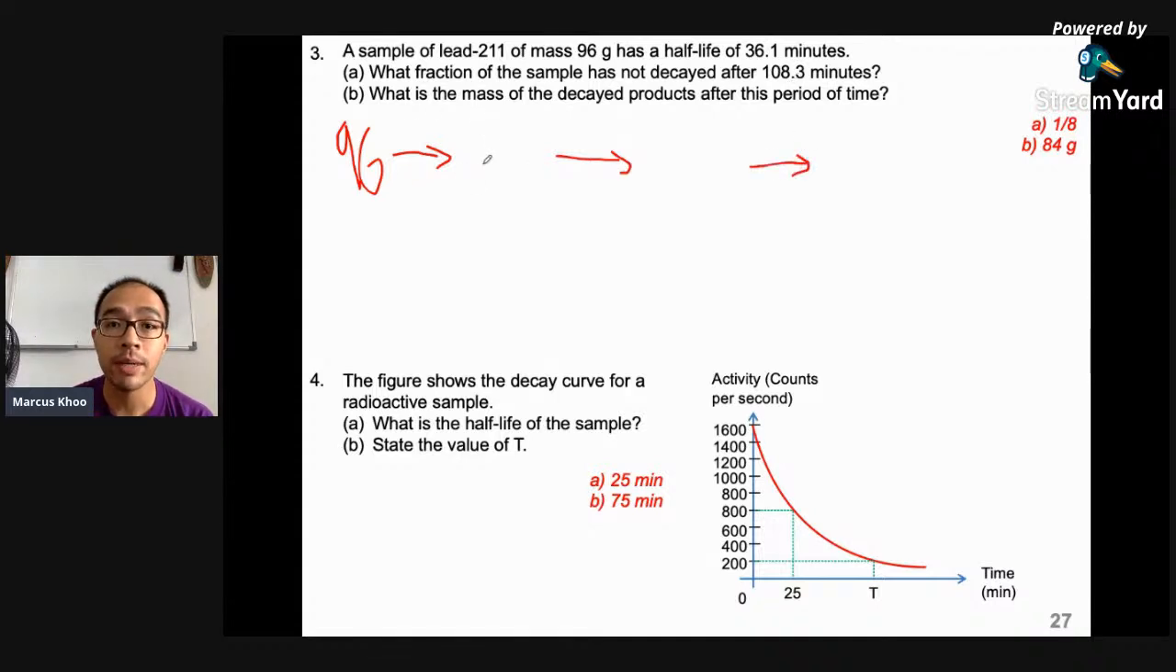Let's fill in the numbers. 96 divided by 2. Sorry, my mind is not working today.